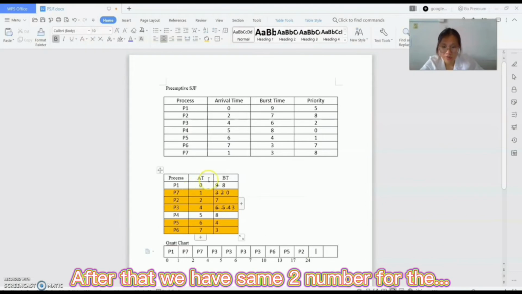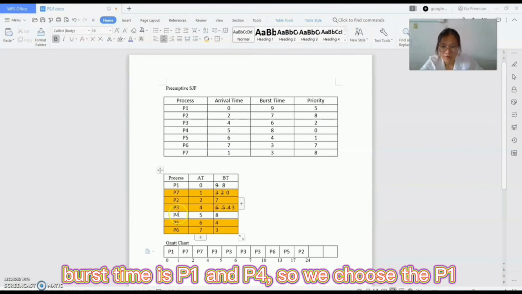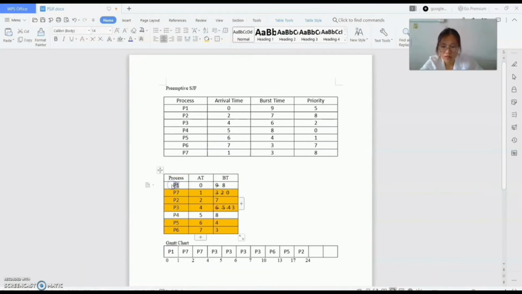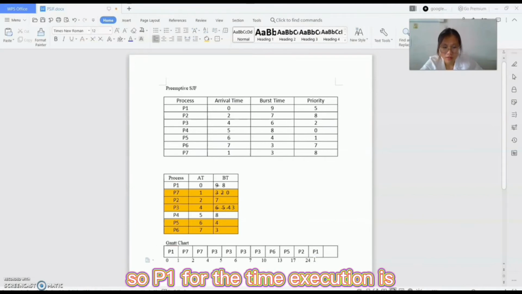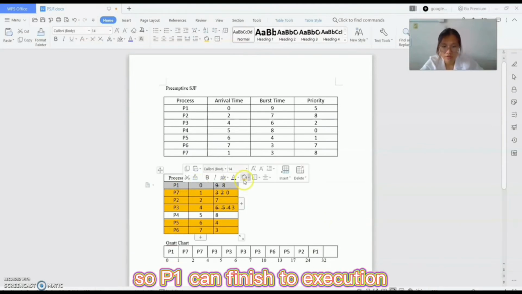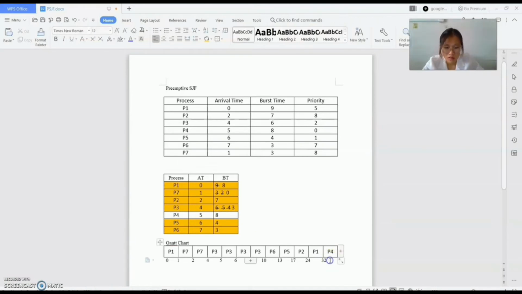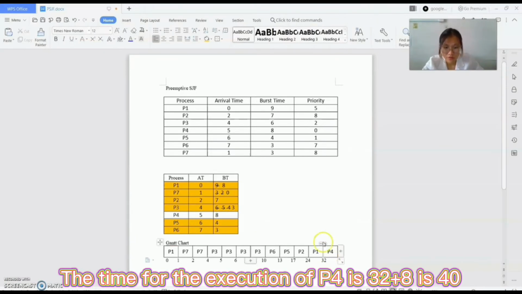After that, we compare the burst times of P1 and P4. So we choose P1 for the shorter burst time. So for P1, the execution time is 24 plus 8 is 32. So P1 also can finish execution. After that, we have the last process, P4. P4 will be selected. The time for the execution of P4 is 32 plus 8 is 14.